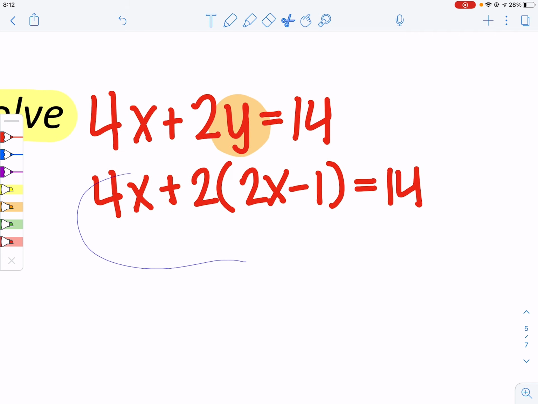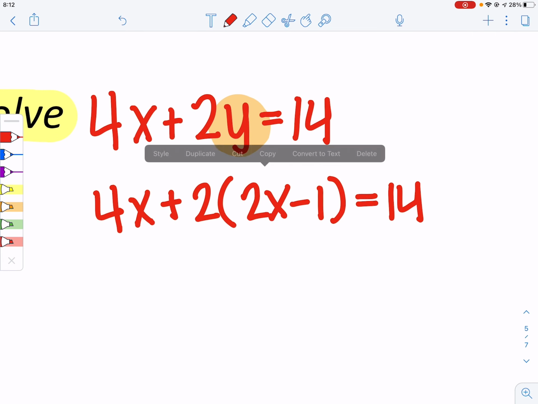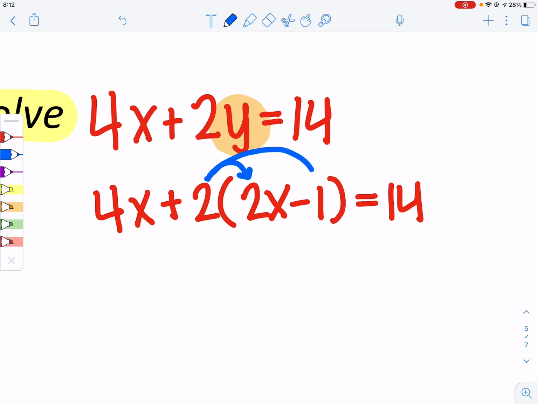My hint for you as you get started here is I need you to distribute your 2, then combine like terms, and then simplify and solve for x. Go ahead and figure out what is x in this one.